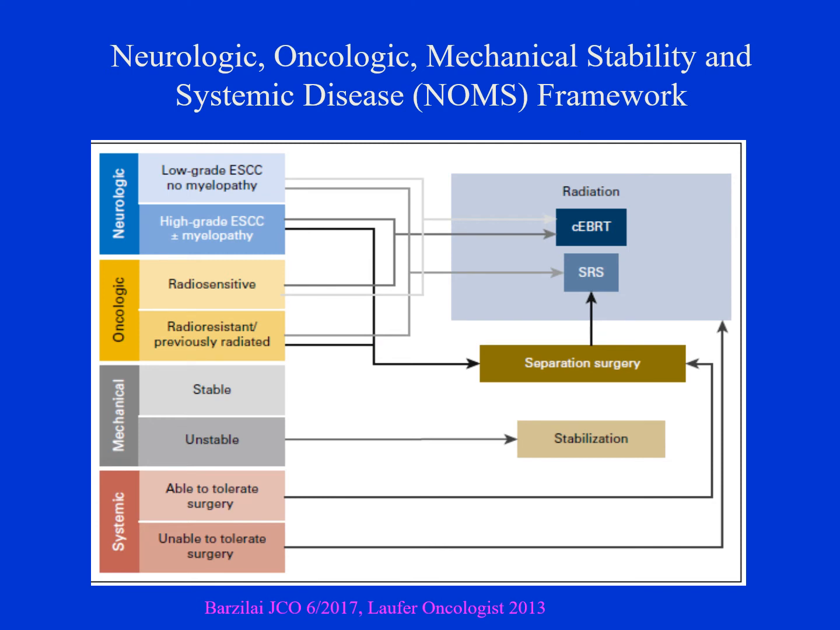Using how far in it impacts the spinal cord, and then combining that with symptoms, how radiosensitive the tumor is, how stable the spine is, and how well the patient is, you can decide using this chart whether or not the patient should have separation surgery, stabilization, stereotactic radiation surgery, or full radiation therapy.